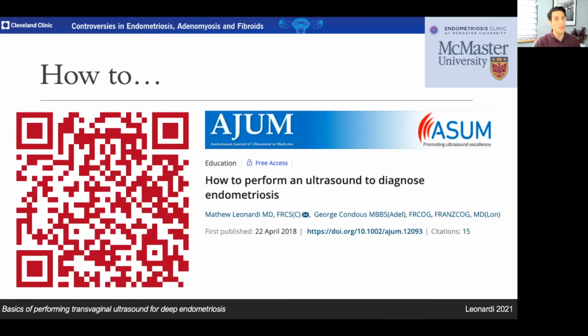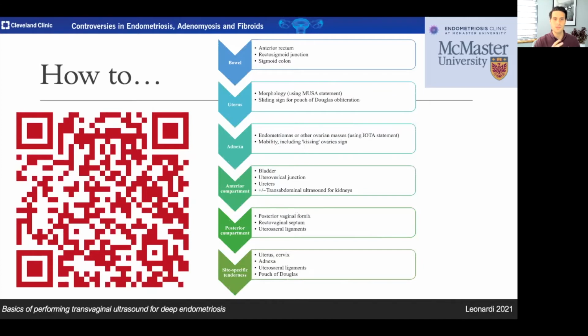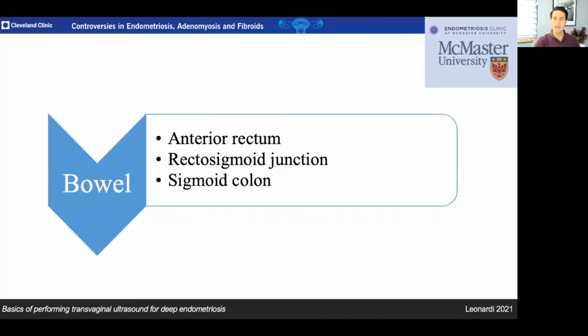Again, there's a QR code that will take you directly to that article. We've described a different approach to ultrasound that includes all of the same IDEA components, just in a different order that makes more sense to how the ultrasound is done. Over the course of this lecture, we'll go through all of these different components, starting with the bowel.